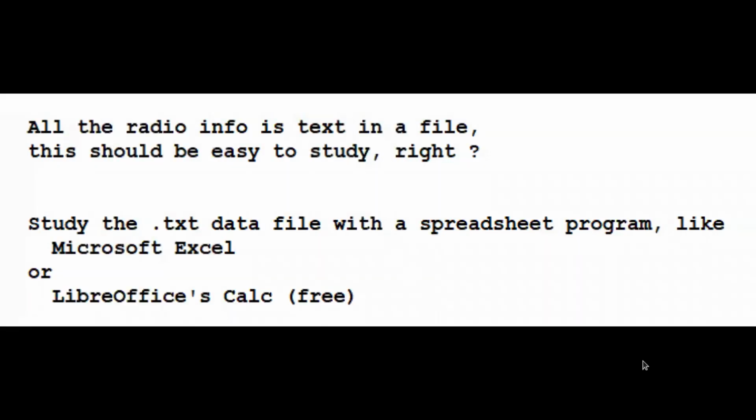So now we've got all this radio information in a file. This should be easy. Let's pull up a spreadsheet program, much like Microsoft Excel, or maybe the free LibreOffice Calc, and see what it says. We should be able to parse that information and draw some graphs. That's what the next video is all about.